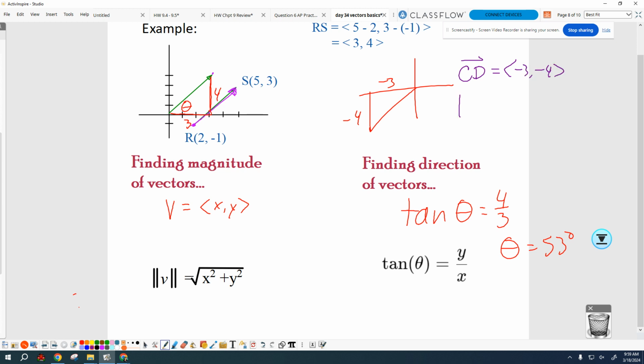Doing the angle for that is tan inverse of the y value over the x value. We got 53 degrees also. Look at the picture of the vector. The vector, is that 53 degrees?